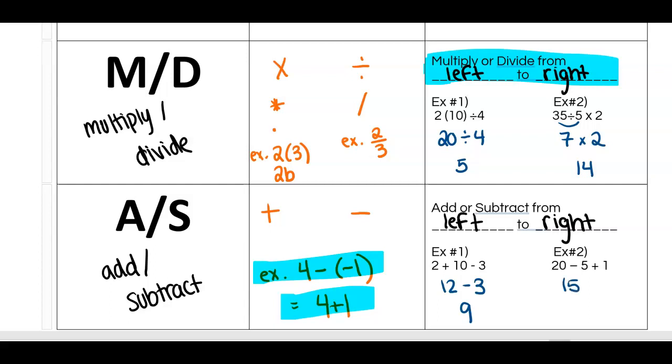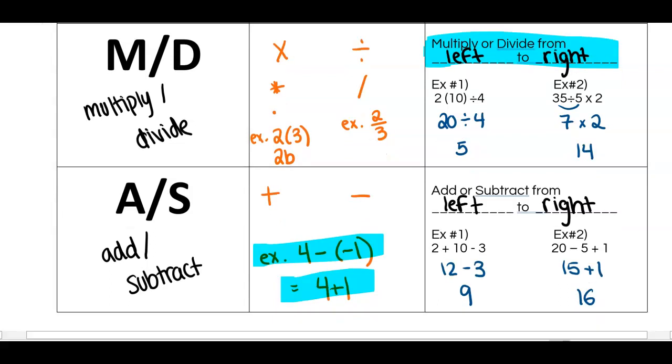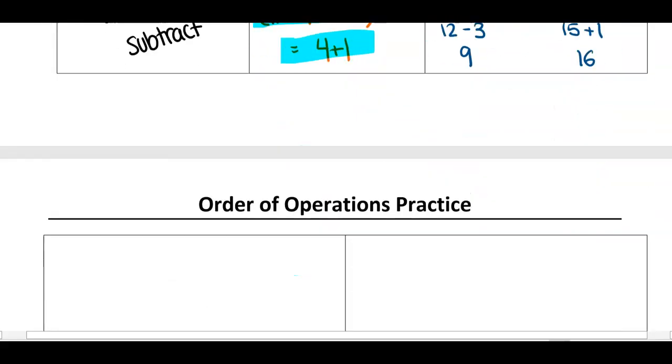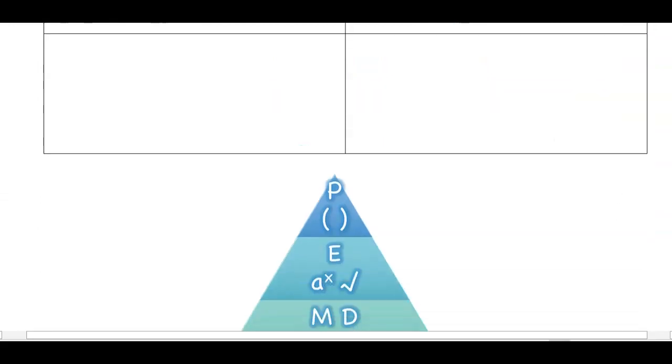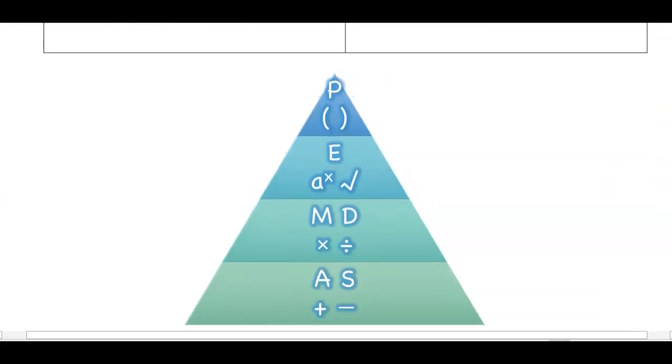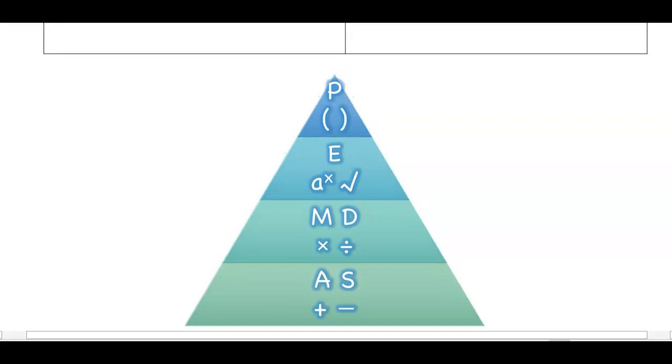20 minus 5 is 15. Then you add 1 to get 16. That moving left to right often causes people to make mistakes. So instead of saying PEMDAS all the time, if you look to the next page, I actually like this pyramid. It's showing you the chunks in which you go.